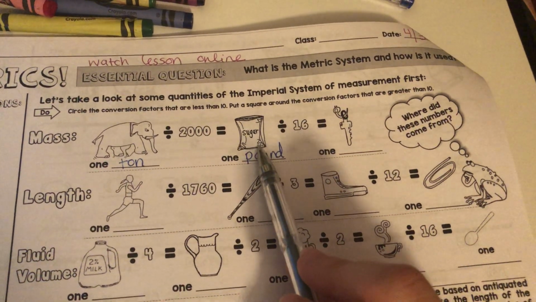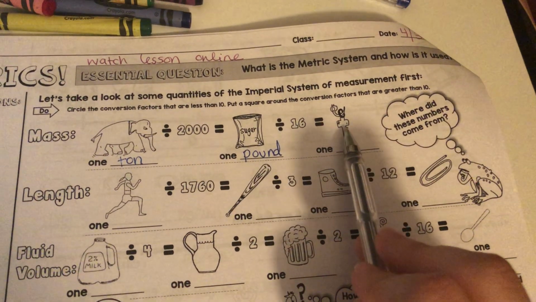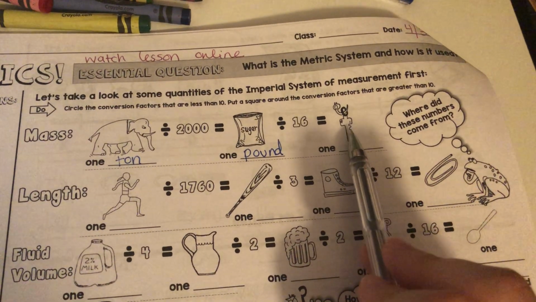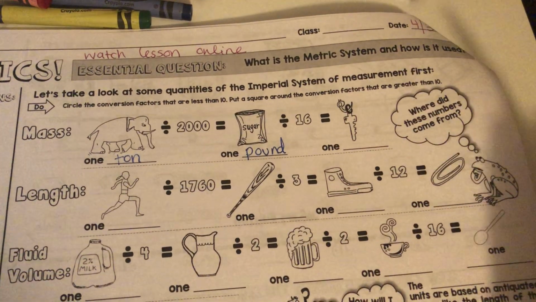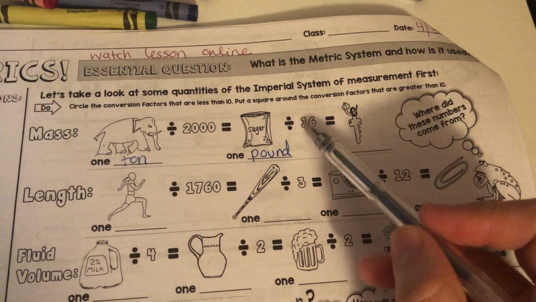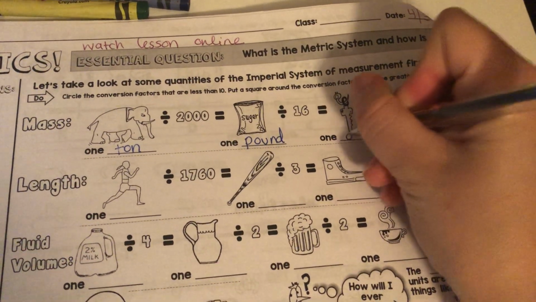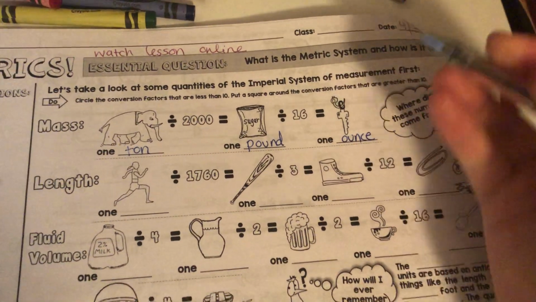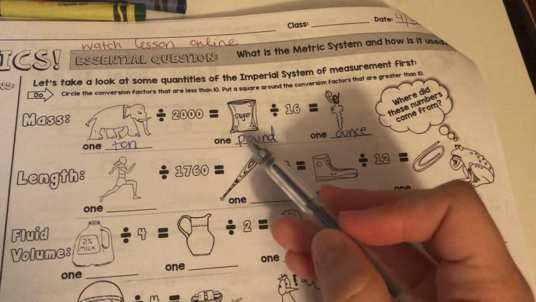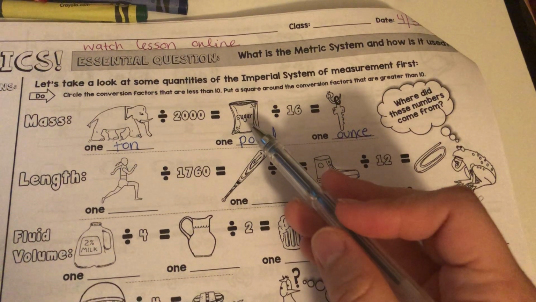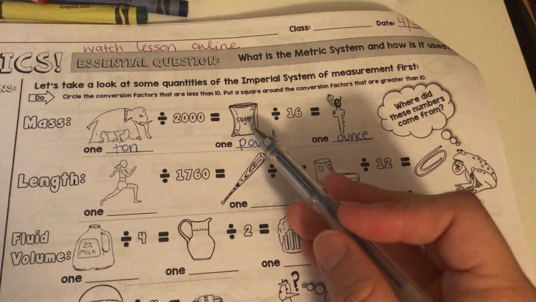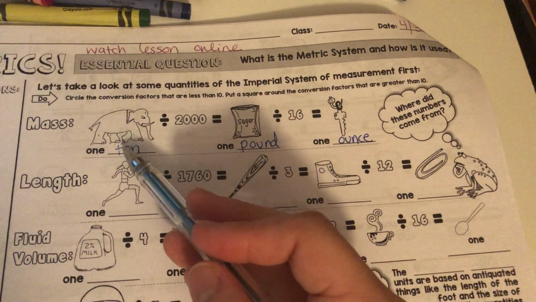We have a pound of sugar, but we're going to weigh something as light as a key. We need a smaller measurement. So we're going to divide by 16, and that should give us 1 ounce. So we need about 16 of these keys to equal that big bag of sugar, and 2,000 of these bags of sugar to equal 1 ton.